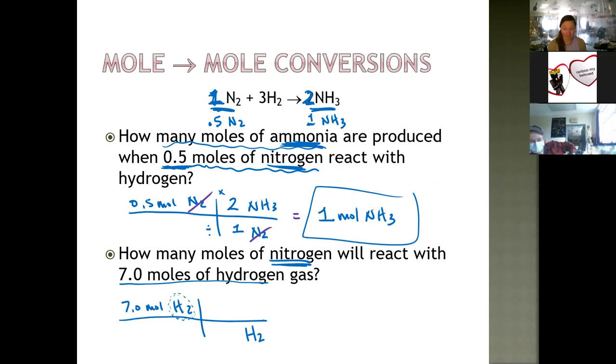On the bottom, yeah? Good. But I want to flip my hydrogen into nitrogen, so where should I put nitrogen on my railroad tracks? On the top, of course. What numbers should I put in my ratio? Well, I've got 1 N2, and I've got 3 H2s.